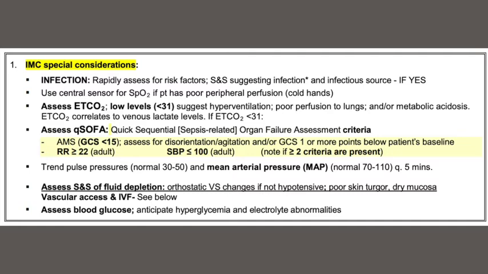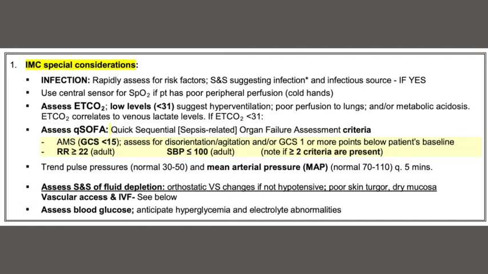So qSOFA is the quick sequential sepsis-related organ failure assessment criteria. So if they have a Glasgow of less than 15 if they're normally alert and oriented, or a Glasgow reduction of 1 or more points below the patient's baseline. Another one of the criteria is a respiratory rate above 22, and systolic blood pressure less than 100, and they only need to meet 2 of these criteria. So a Glasgow less than 15 or 1 less than their normal baseline, an elevated respiratory rate, and hypotension. If they meet 2 of these, they meet the qSOFA criteria.